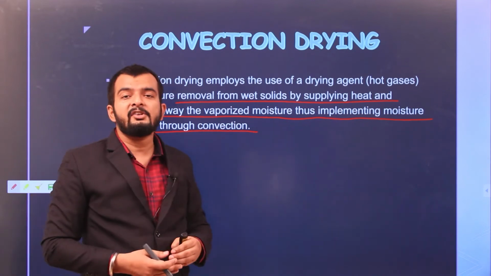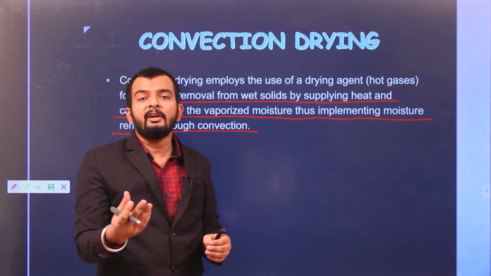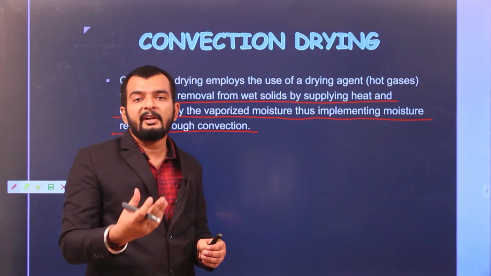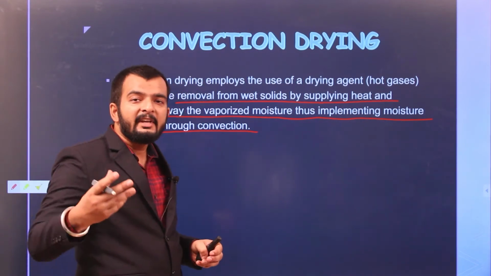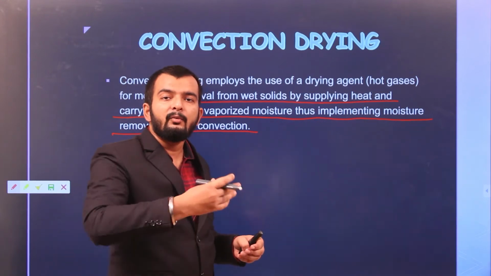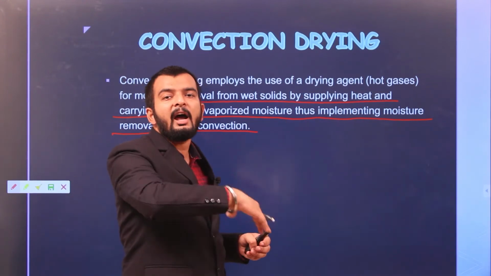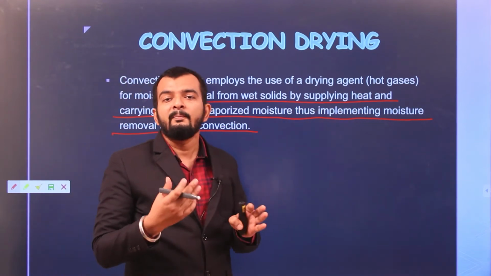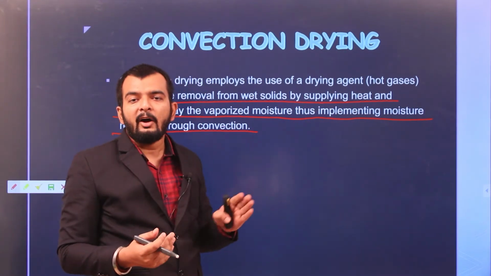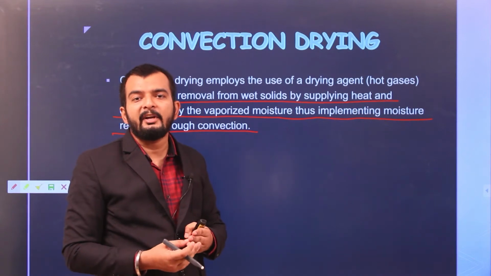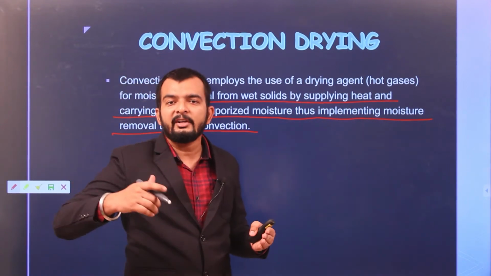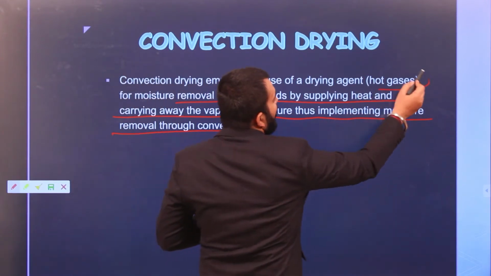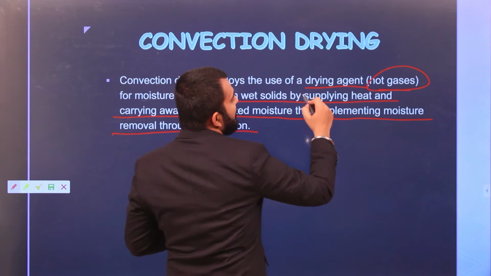But in case of convection drying, the same drying agent which is heating your material and removing the moisture from the food grains will carry the moisture away from the food grains to the exhaust or outside the equipment. So the carrier of this moisture content after removal or after heating of your food grains is also the heating medium, which is hot gases or flue gases in this case, which serves as a drying agent.